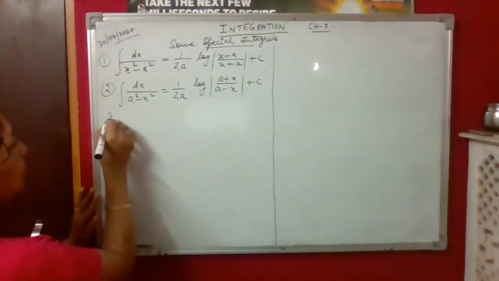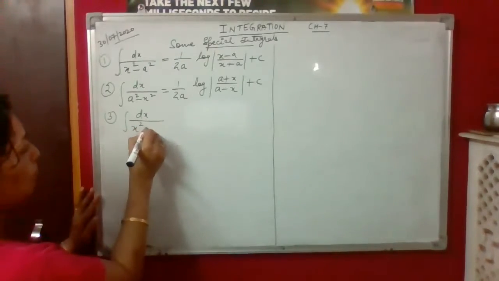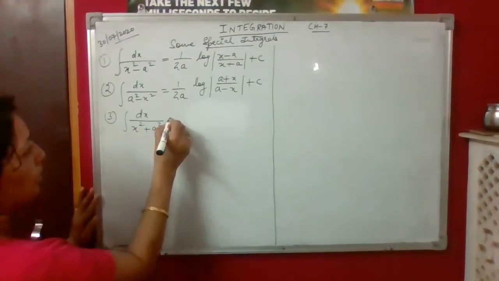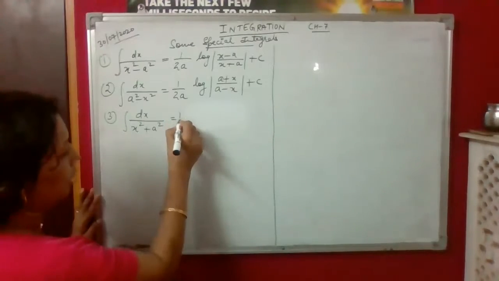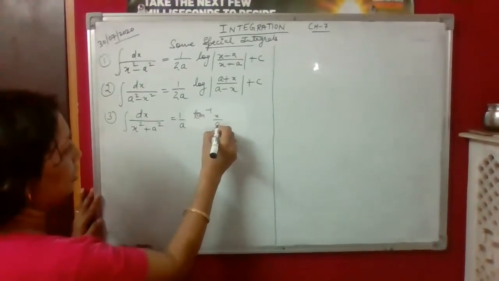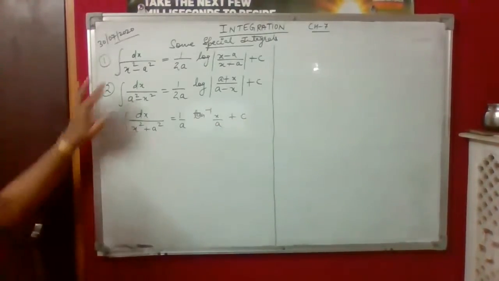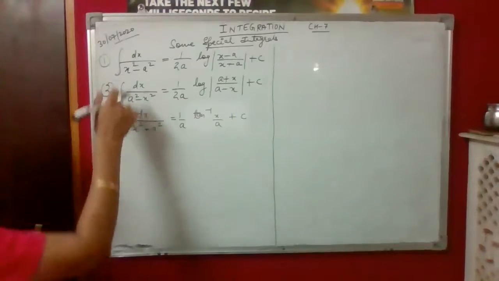After that, the third one is dx upon x square plus a square. So this is 1 upon a tan inverse x upon a, plus c. Now, these are the three integrals, so we can call this the first set.